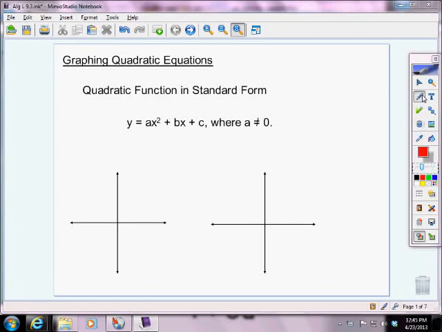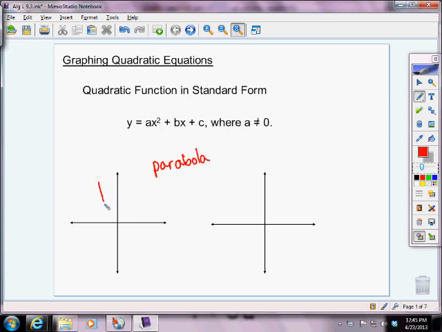Before we get into graphing quadratic equations, we want to have some kind of idea of what our graph should look like. So again, a quadratic function is one in the form of ax squared, this 2 is important, plus bx plus c, where a is not equal to 0. That would just mean that there would no longer be an x squared term. So a quadratic function is going to have a term raised to the second power. Now, the graph of a quadratic function is going to be a parabola.